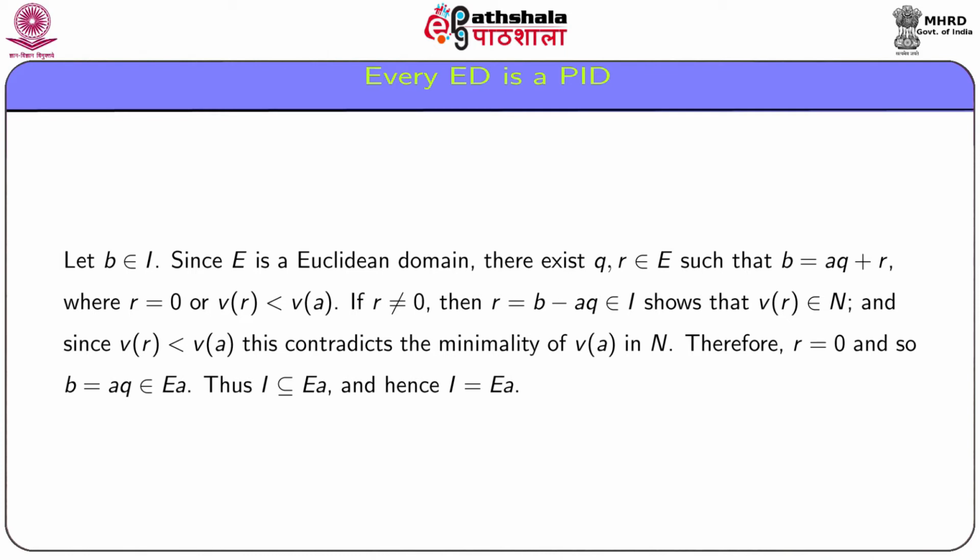And if R is non-zero, then valuation of R is less than valuation of A, which contradicts the minimality of V(A). In other words, contradicts the choice of A, that we have chosen A to be an element in I having the least valuation. So, we must have R equal to 0, and so B becomes equal to A times Q, that is B becomes an element of EA. Thus, I is a subset of EA, and ultimately it follows I is equal to EA.